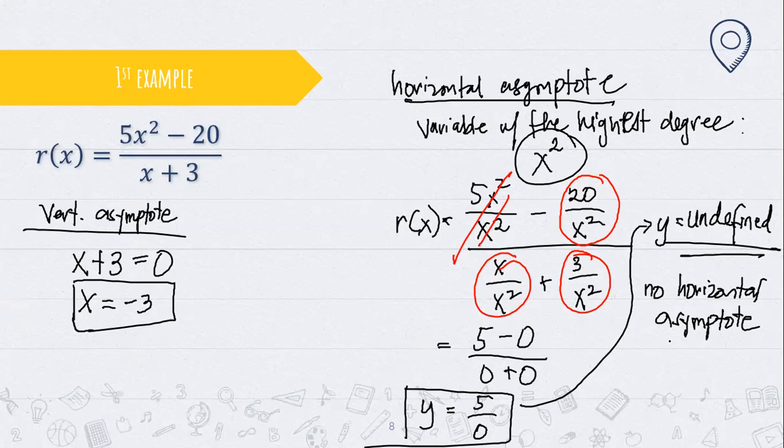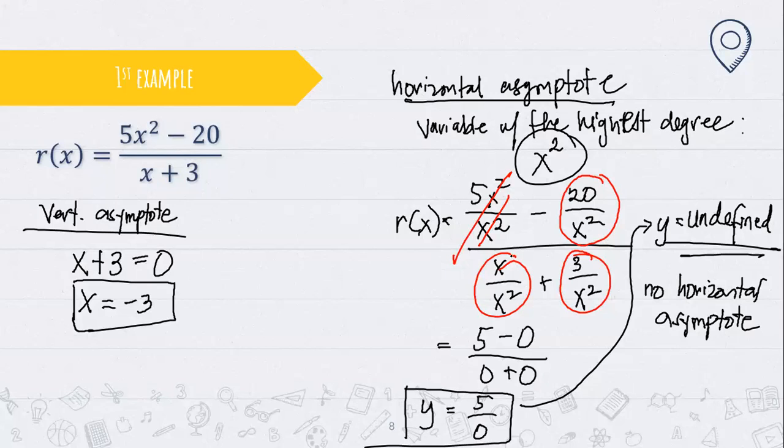Okay. Sige, since this is first example, may question po tayo sa pagkuha ng vertical asymptote muna? Wala po. How about horizontal asymptote? Alam ko dito yung medyo mabigat eh. Yes, Janaya. Meron? Wala po, sir. Okay.